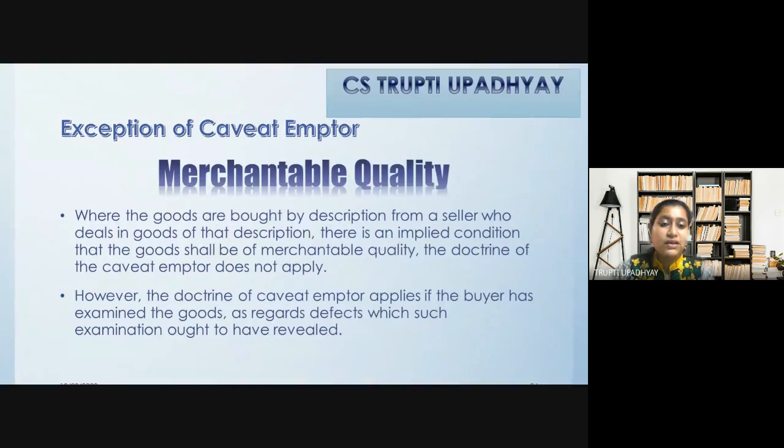Merchantable quality. Where the goods are bought by description from the seller who deals in goods of that description, there is an implied condition that the goods shall be of merchantable quality. This means that the goods should be commercially sellable. And if the goods are not meeting this, means they are not of merchantable quality or not commercially sellable, they are defective in nature, unsuitable, then caveat emptor shall not apply in this case and the buyer can reject those goods or cancel the contract.